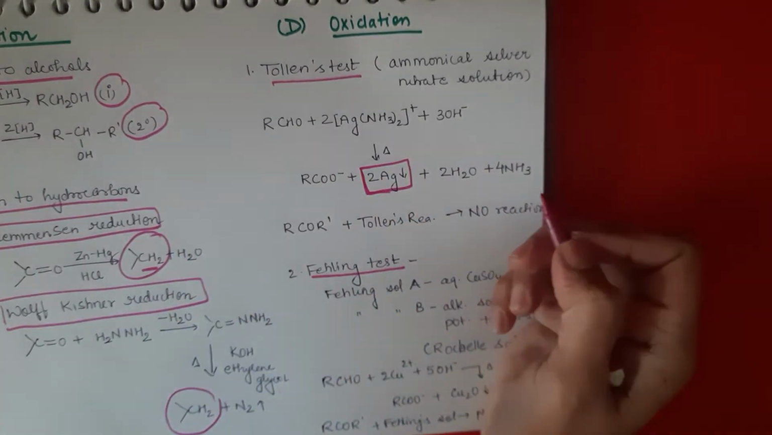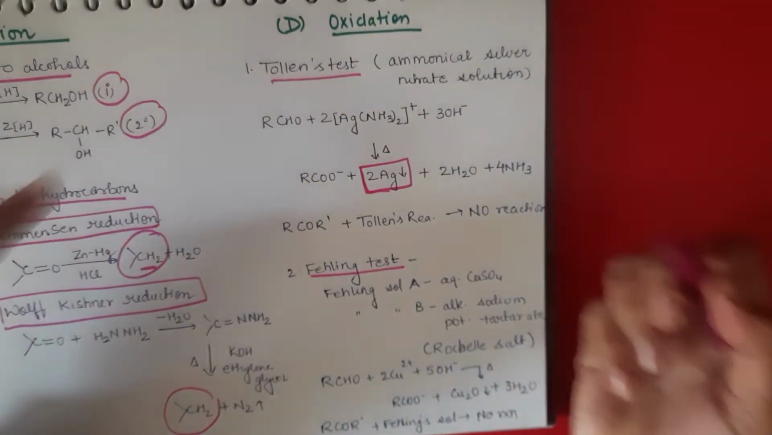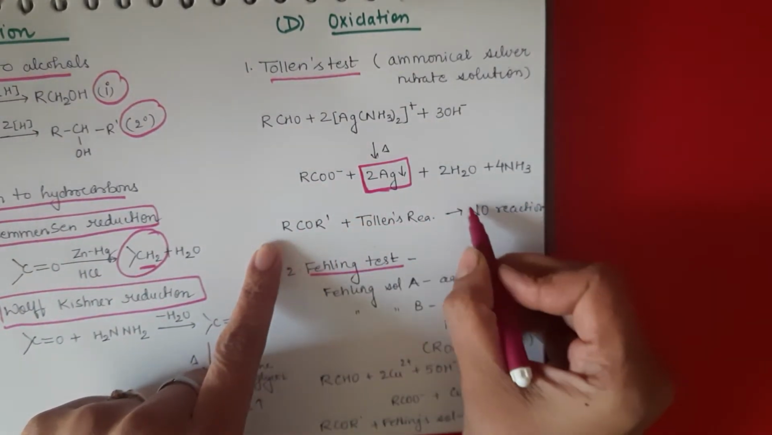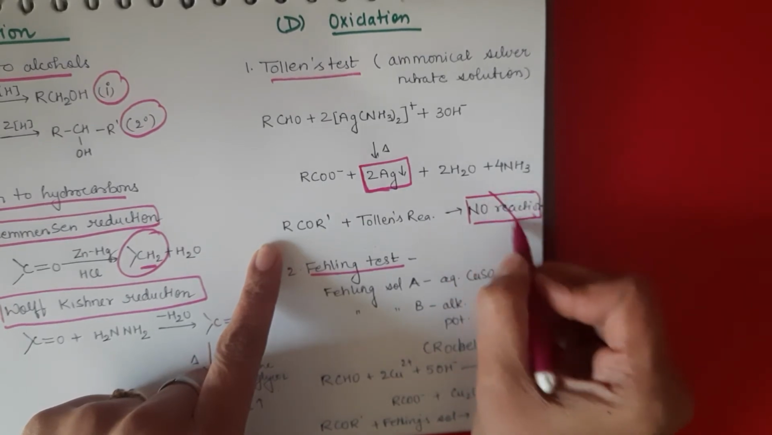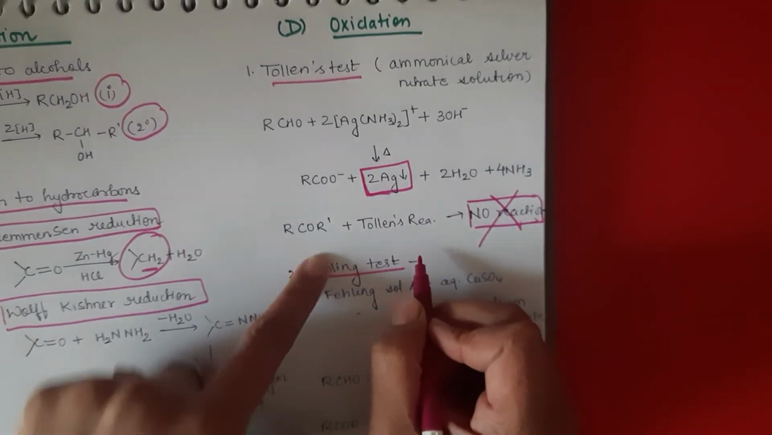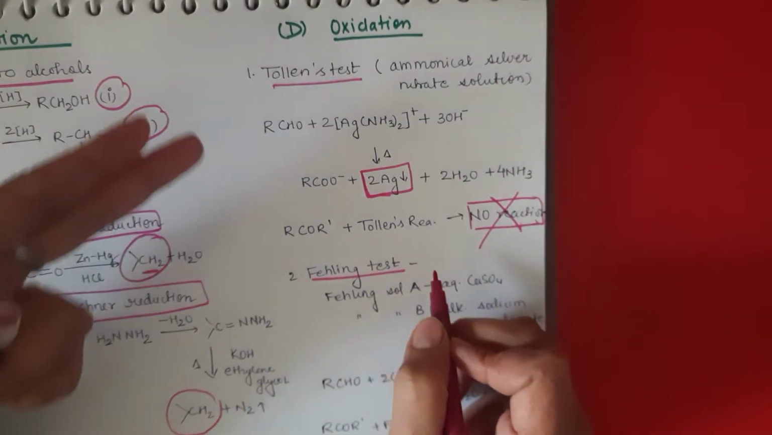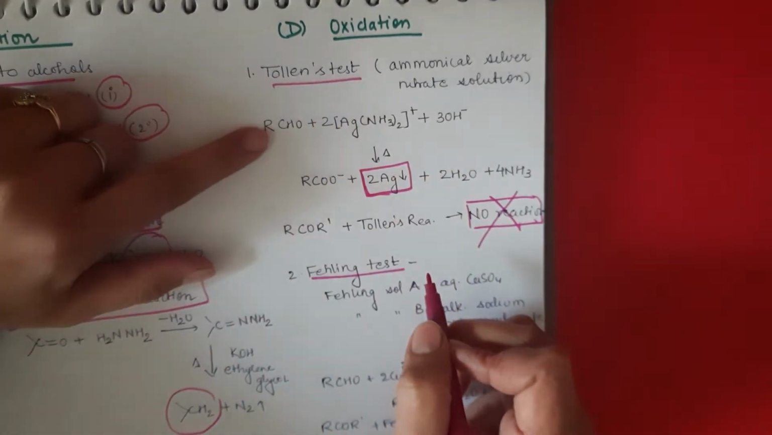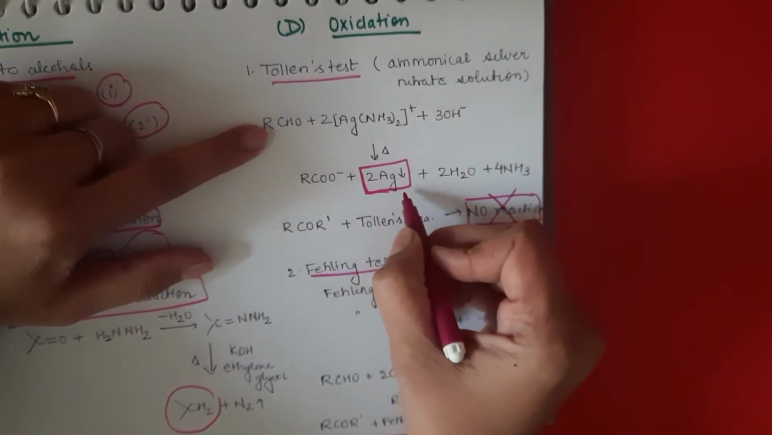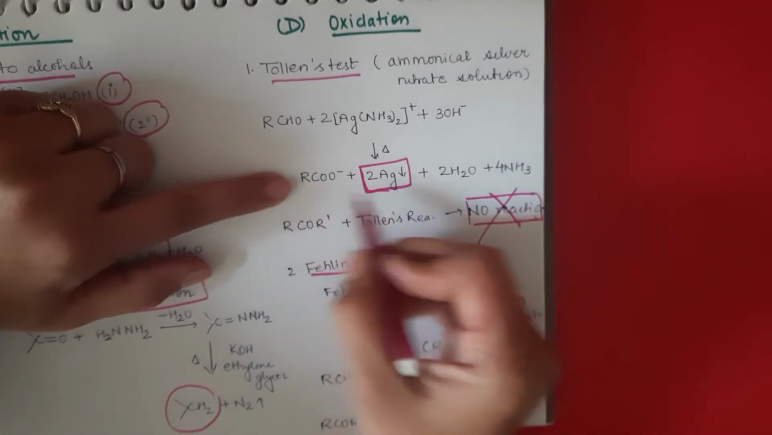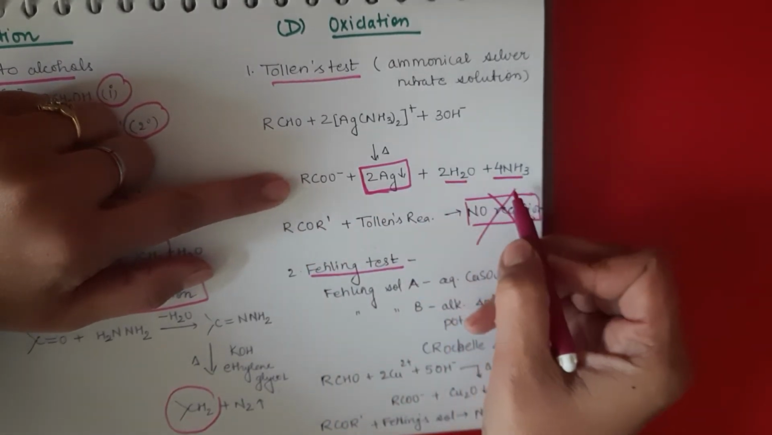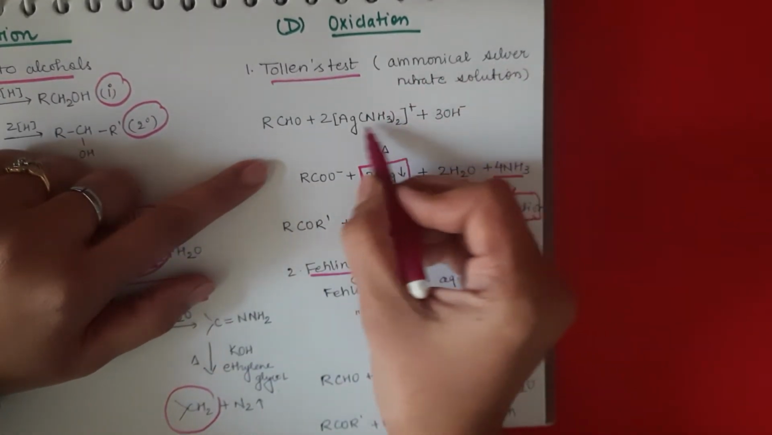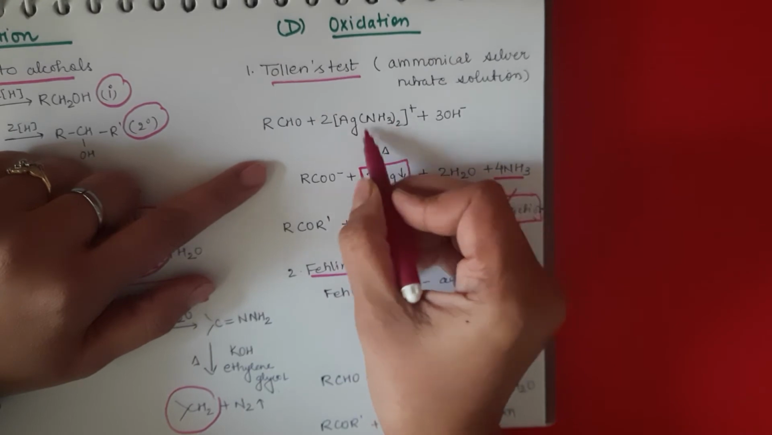By this we can also distinguish ketones and aldehydes, because aldehydes give this reaction and ketones do not react with Tollens. So we also use this particular reagent for distinguishing aldehydes from ketones. Aldehyde forms a deposition of silver, RCO negative, 2 water molecules and 4 ammonia molecules. The ammoniacal silver nitrate solution is 2 Ag(NH3)2 plus. This is Tollens reagent.